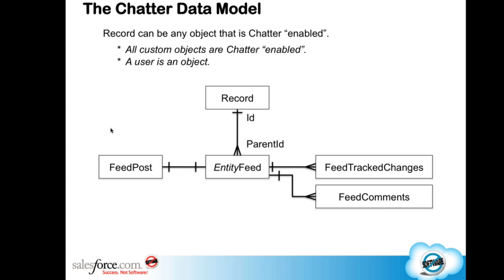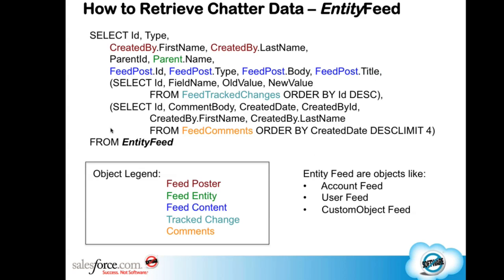Now, off to the right, we've got two related lists of information. One is called feed tracked changes. So feed tracked changes contains the information that was changed. So for instance, on that opportunity object that John showed us earlier, there was a status update that said somebody changed this value on this record to this value. And that is contained in the feed tracked changes table. Then there's the feed comments, which is simply a child off the entity feed that contains all the comments that people have written for the feed.